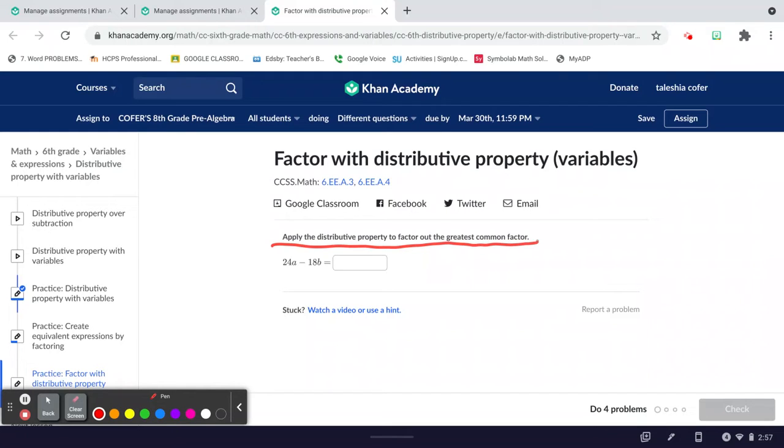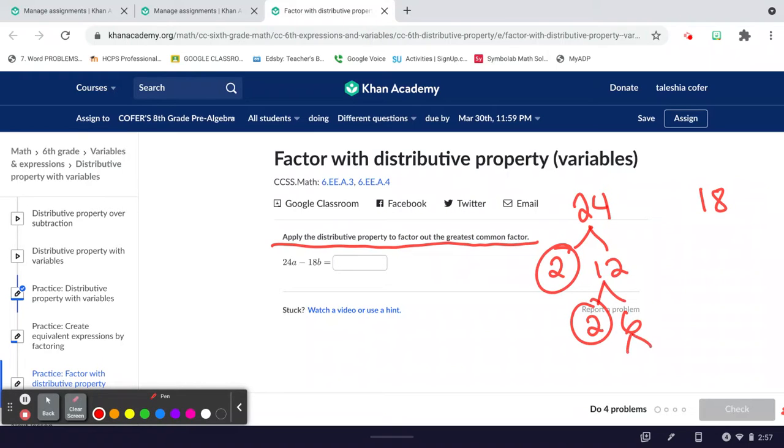When we take the greatest common factor, remember that's when we break down the numbers. So I take my 24 and I break it down, and I'm going to take my 18 and break it down. To get 24, I can do 2 times 12. I know that 2 is a prime number. To get to 12, I can do 2 times 6. To get to 6, I can do 2 times 3, and I know that 2 and 3 are prime numbers. Let's see about 18. 18, I can do 2 times 9, and to get 9, I can do 3 times 3.